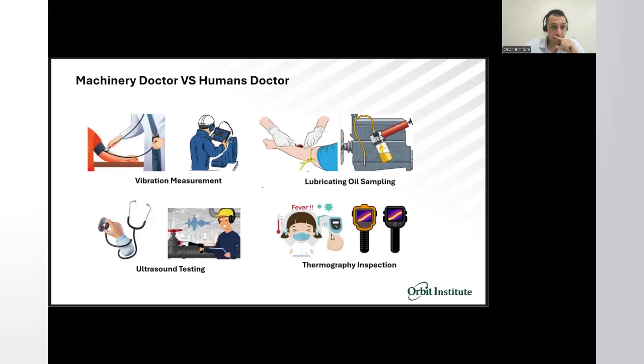Okay. So, for example, if you are measuring vibration for the machine, it is like the doctor hearing your pulse or whatever. Measuring your temperature as well, you can measure the temperature of the machine. He's taking a blood sample from you to do a blood test. For example, you are taking a sample of oil to do an oil test for the machine as well. So mainly the concept is one.